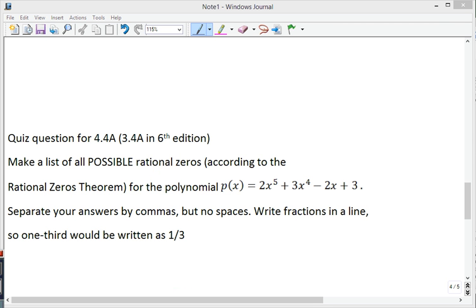Here's your quiz problem. I want you to make a list of all the possible rational zeros. Okay, I don't have a symbol for plus or minus without going into LaTeX, so I just want you to list them out. There are only 8, even if you list the positive and the negative separately. And some of them will be fractions, so write your fractions in a line, like 1/3 if you had a 1/3, or 1/2 if you had a 1/2. Okay? And write them into the answer in Canvas.